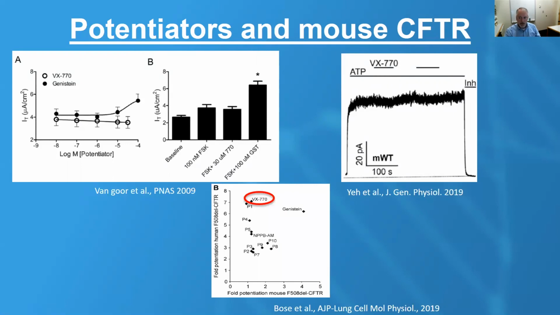Last, a study by Bose et al. used an iodide efflux assay in CHO cells expressing not wild type, but F508del human or mouse CFTR. They observed a stronger response in human delta F with most potentiators. However, mouse did not show much potentiation. You can see that VX770 here shows a strong response in human, but no potentiation in mouse. And then you can see genistein here that shows strong potentiation in both.